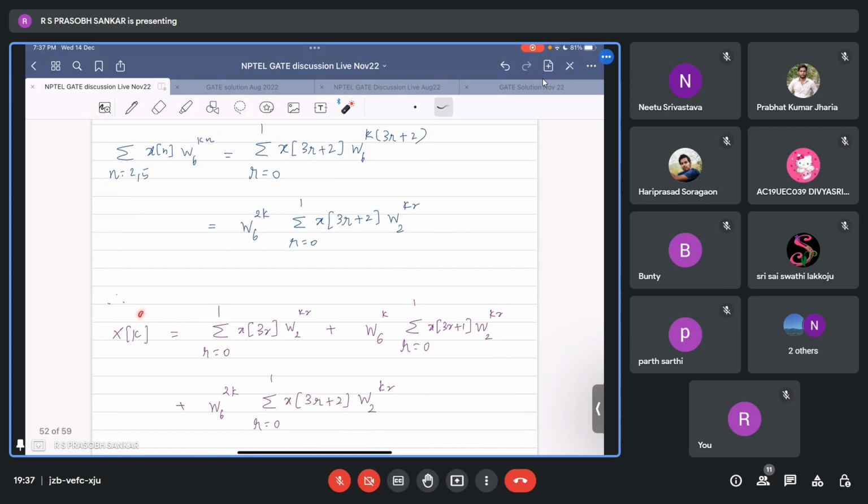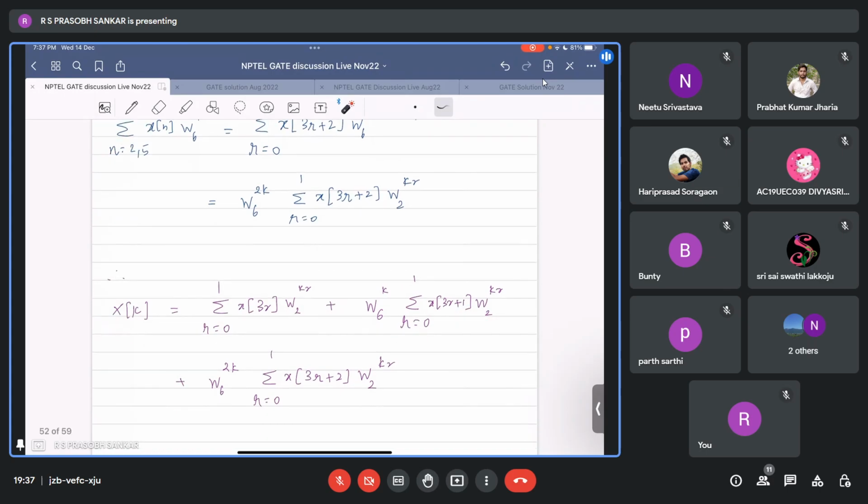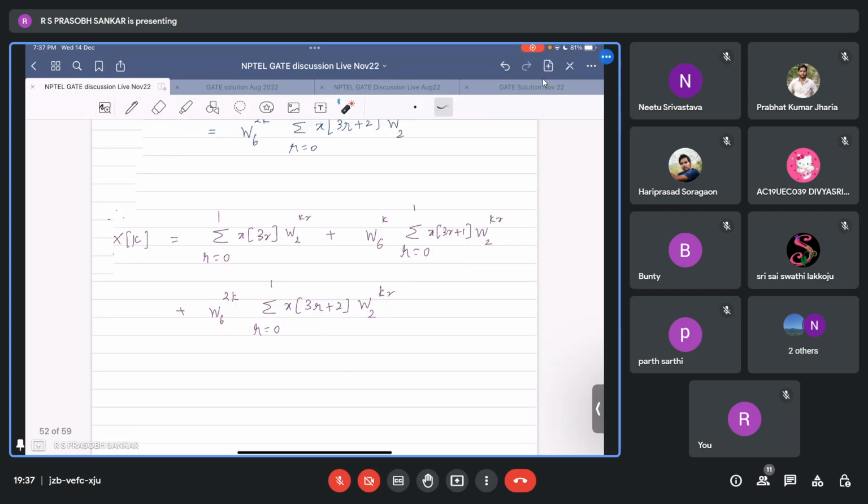So what do we have? We have the overall summation x of k to be summation r equal to 0 to 1 x of 3r w2 raised to kr plus w6 power k times summation r equal to 0 to 1 x of 3r plus 1 w2 raised to kr plus w6 raised to 2k, again 0 to 1 x of 3r plus 2 w2 raised to kr.